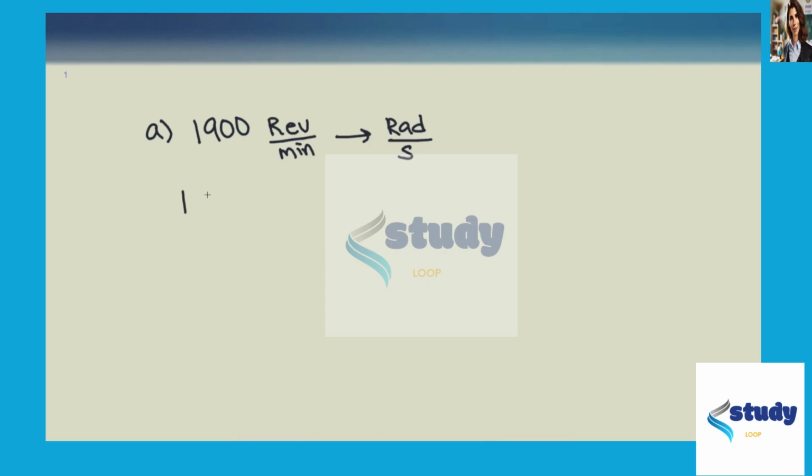In part A, we want to convert 1900 revolutions per minute into radians per second. So 1 revolution is equal to 1 full rotation around the circle, which is equal to 2 pi radians.